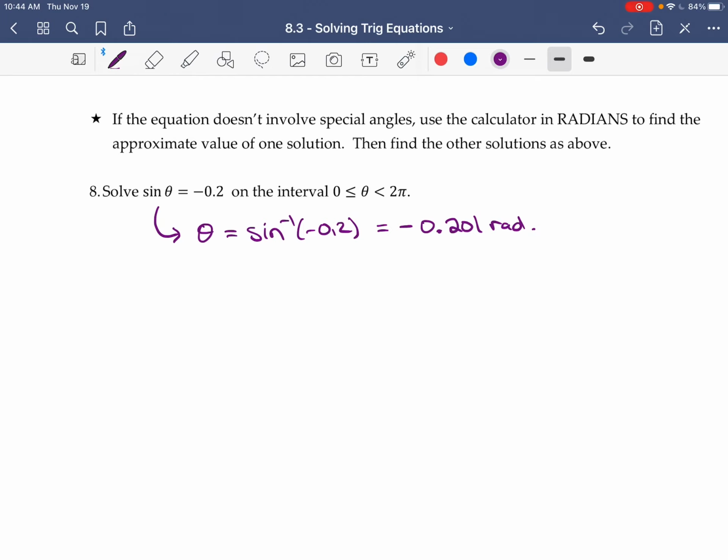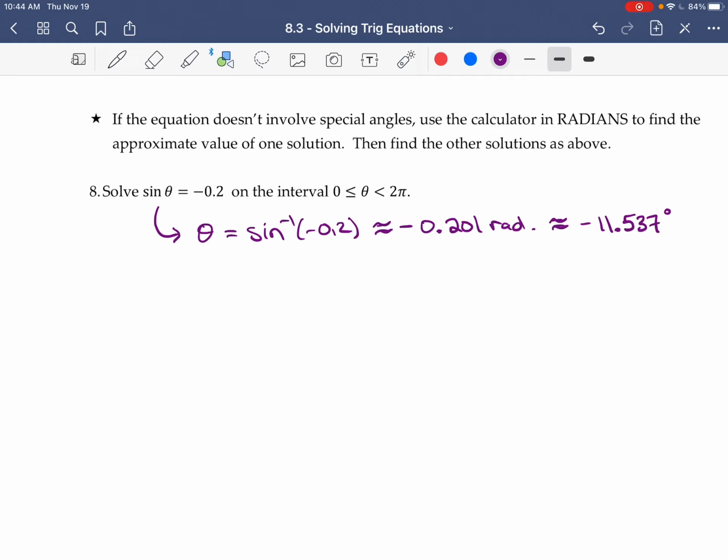Oops, I wasn't in degree mode. If you're in degree mode, what it gives you is negative 11.537 degrees approximately. Okay, these are both rounded. So obviously not a nice degree. Okay, so we're not looking for an exact answer here.